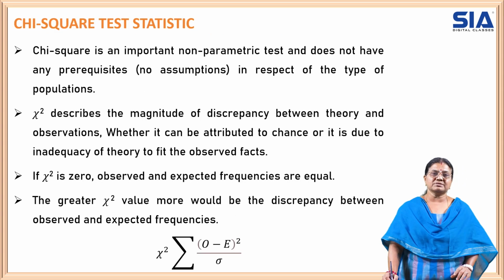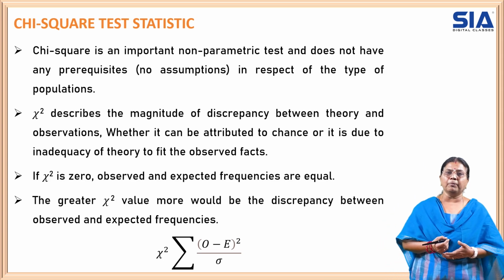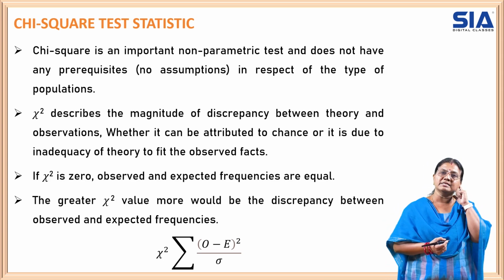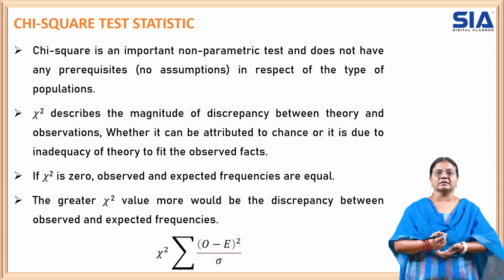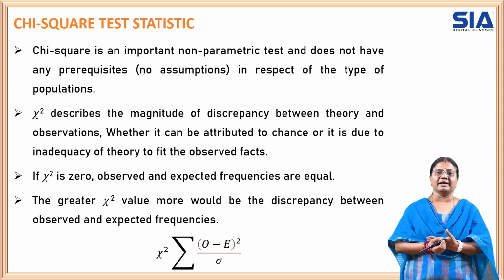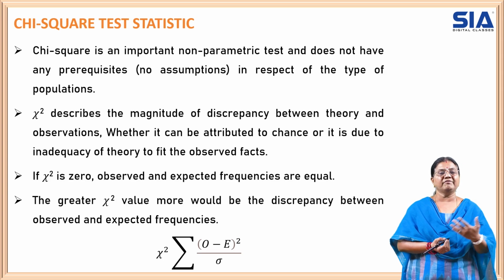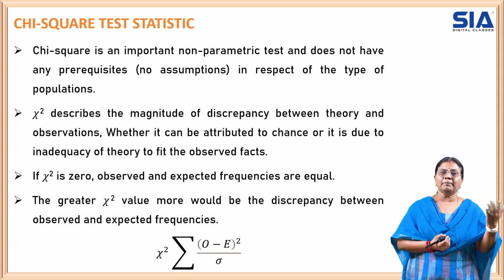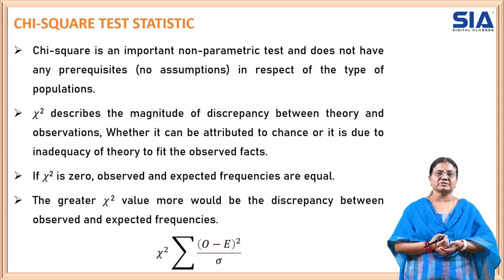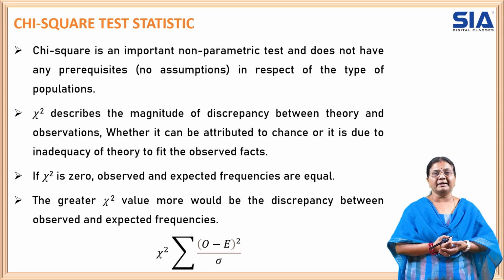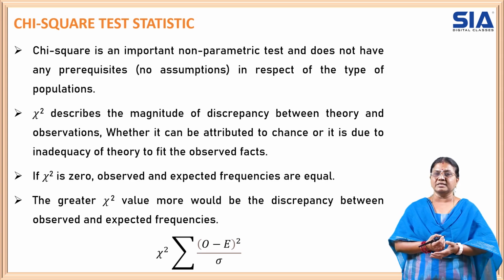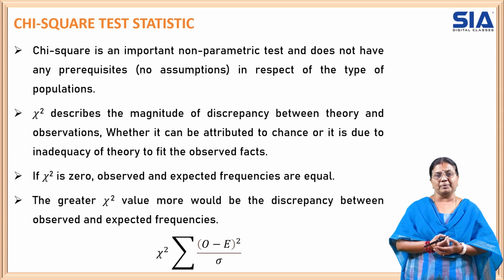Then the chi-square test statistic is an important non-parametric test. As we have earlier discussed in hypothesis testing, we have 2 types: one is parametric and the other is non-parametric. In parametric we have parameters. In non-parametric we don't have any specified parameters of the population. So it is a non-parametric test and does not have any prerequisites, no assumptions in respect of the type of population.